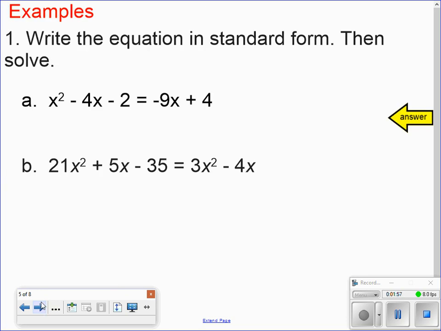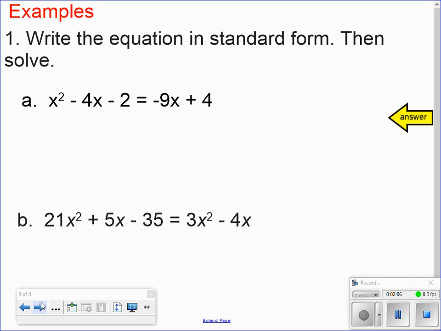Okay, let's look at number 1. Number 1, we have part A, where we see the following quadratic. In order to solve this one, I'm going to start by adding 9x to both sides and subtracting 4 from both sides, so as to get one side equal to 0. When I do that, I end up with x squared plus 5x minus 6 is equal to 0.